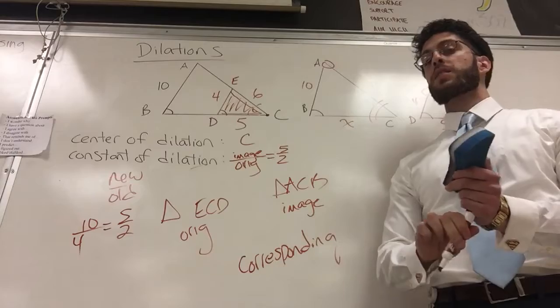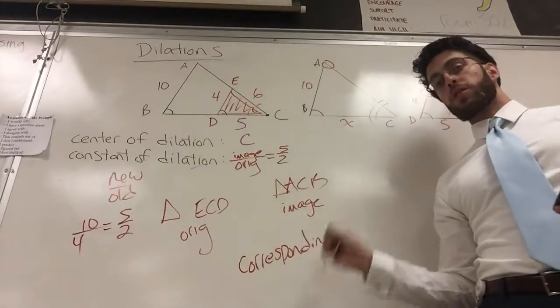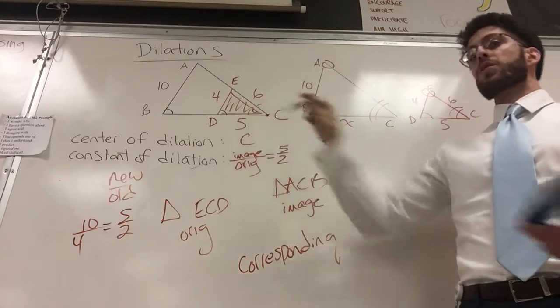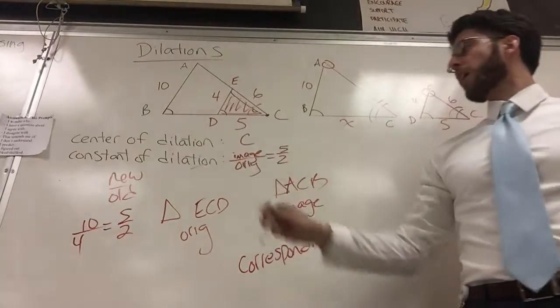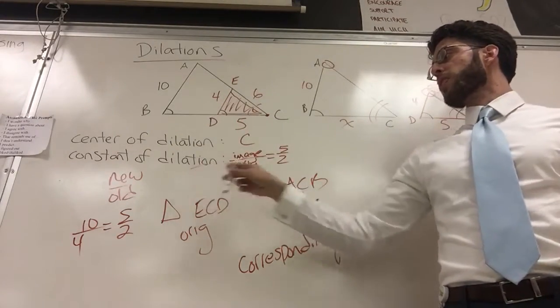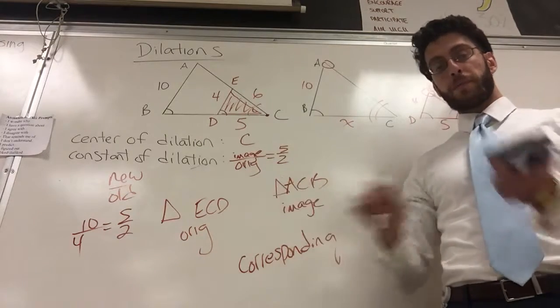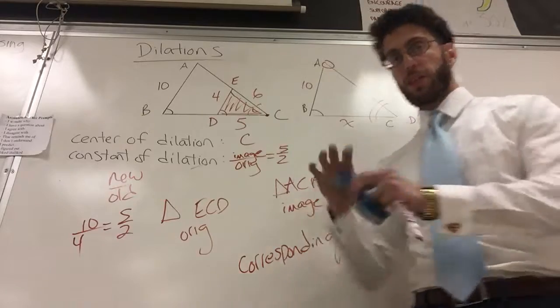So my constant of dilation is 5 over 2. All right? It's a lot easier than I made it. I was just trying to throw some vocabulary at you. It's as simple as this: center of dilation is where the image grows from, and constant of dilation is the new length over the old length. Okay? Clear out this stuff.